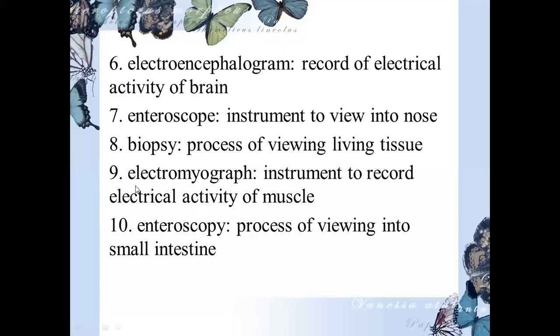The ninth one, electromyograph. You can see this word is composed of three parts. Electro is a combining form, meaning electricity. Myo is another combining form, meaning muscle. Graph means instrument to record. So this word means instrument to record electrical activity of muscle.